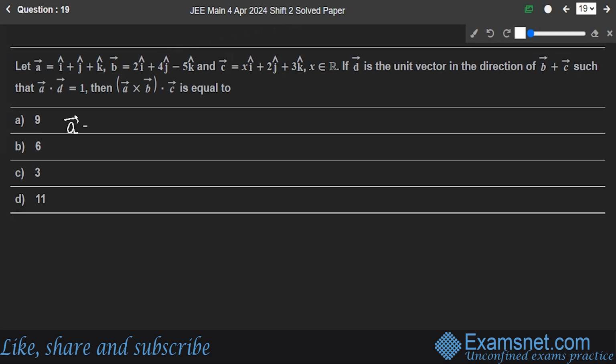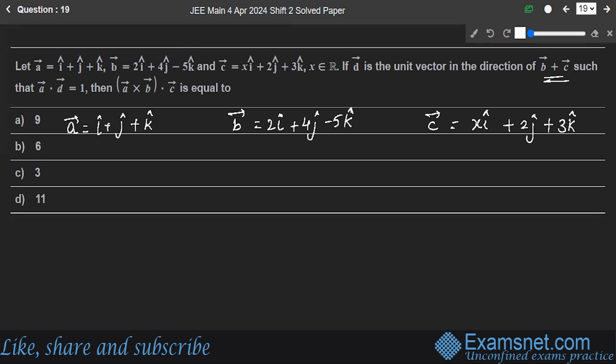First of all, A is i, j, and k, B is 2i, 4j, 5k, C is xi, 2j, and 3k. Right. So let's find first B plus C vector. This will be given by (x plus 2)i cap, 6j, minus 2k.